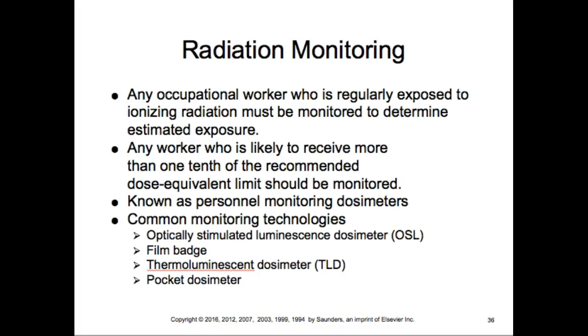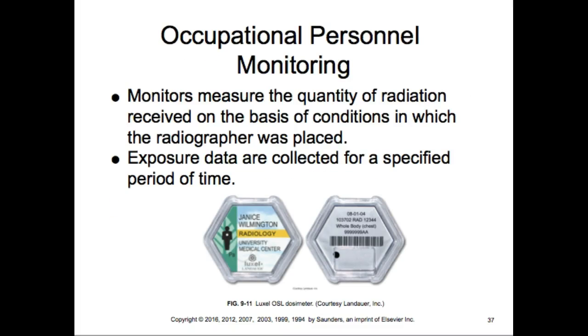All right, radiation monitoring. Any occupational worker who is regularly exposed to ionizing radiation must be monitored to determine the exposure. Any worker who is likely to receive more than 1/10 of the recommended dose equivalent limit should be monitored. It's known as personal monitoring dosimeters. Common monitoring technologies: there's the optically stimulated luminescent dosimeter, the OSL, there's the film badge, there's the thermoluminescent dosimeter, the TLD, and the pocket dosimeter. Know what each one does.